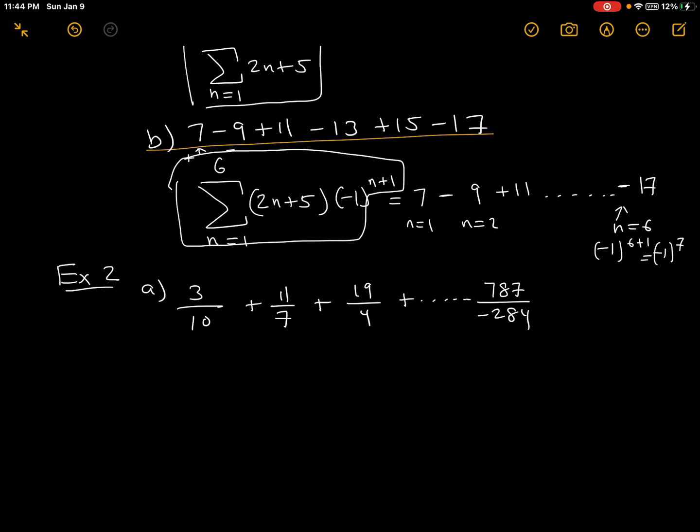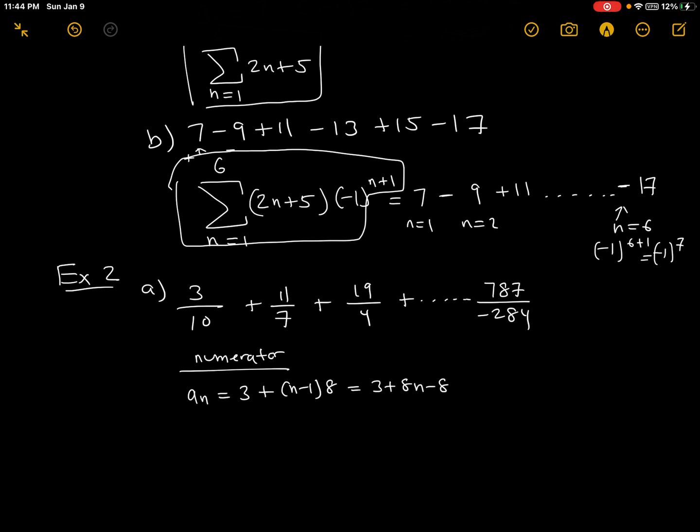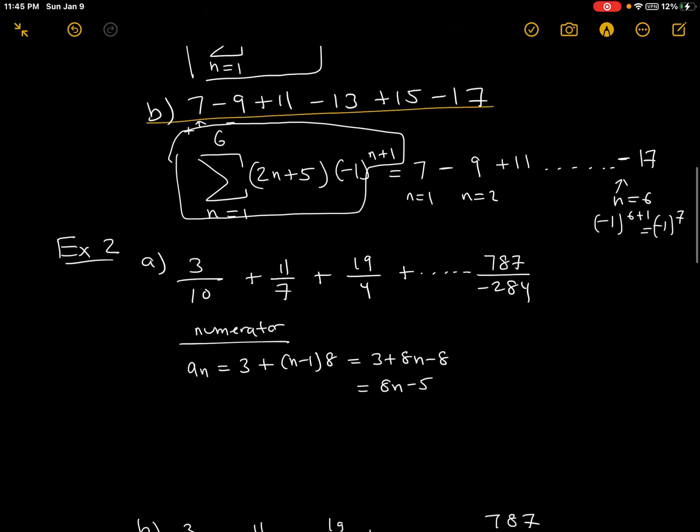So what I notice right here is in the numerator, I have an arithmetic sequence, and I'm just going to write my explicit rule. A sub n is equal to 3, first term, plus n minus 1 times d, the common difference is 8. And I'm going to simplify this. I'm going to get 8n minus 5. Okay, so my numerator is going to be 8n minus 5.